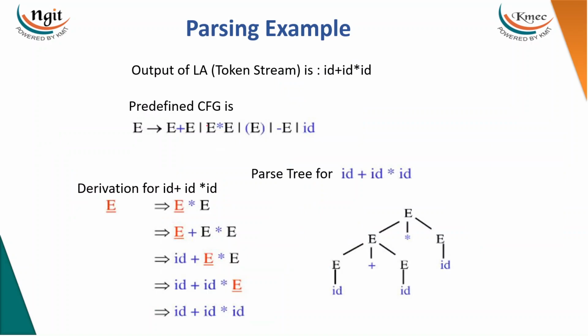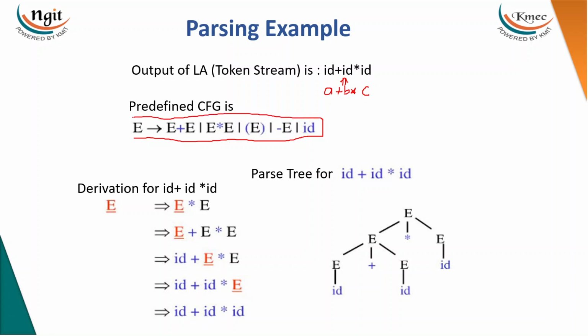If we go for an example here, for example, the output of lexical analysis is id plus id star id for the input string a plus b star c. Assume that. So this is the output of lexical analysis, and this is a predefined grammar. Without the grammar, you cannot define the syntactic rules.